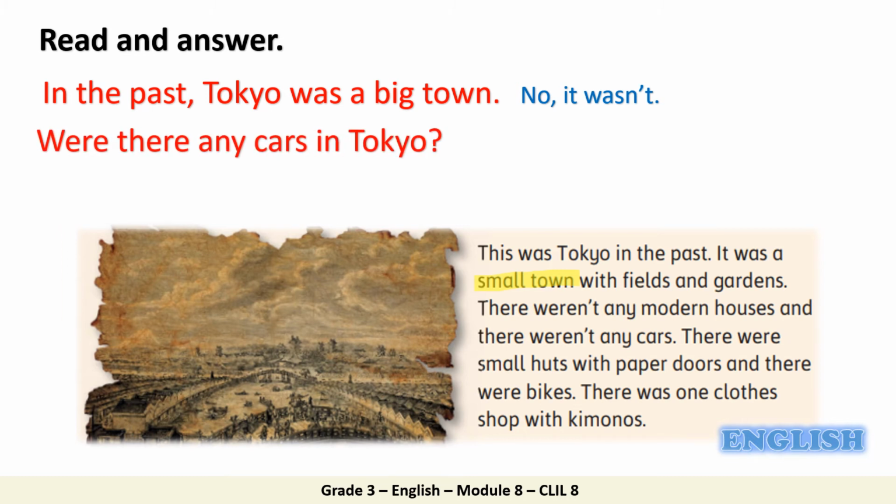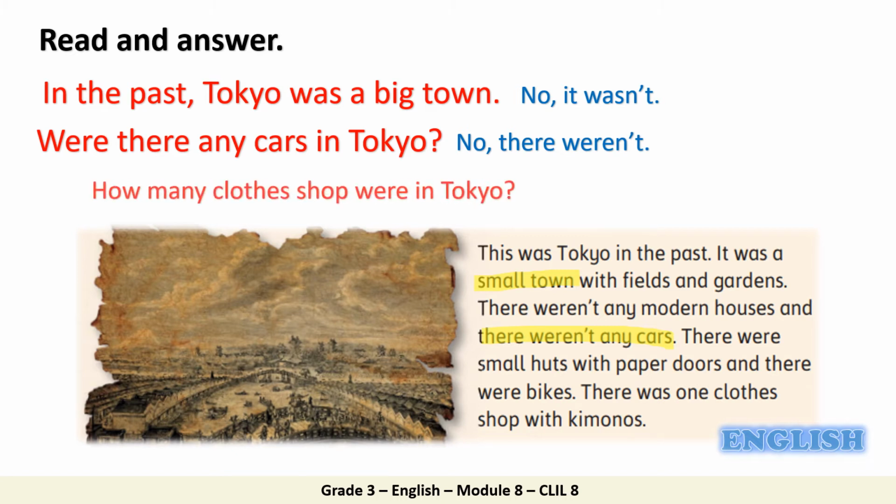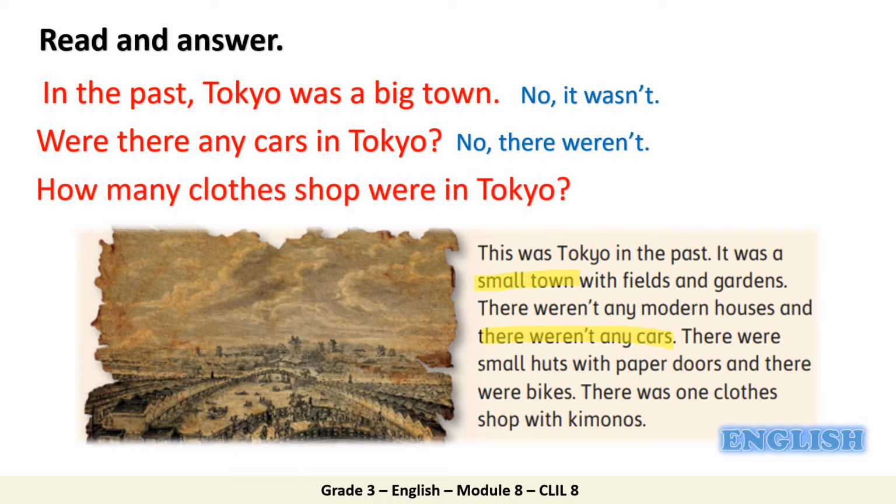Were there any cars in Tokyo? No, there weren't. Amazing. And let's do one more. How many clothes shops were in Tokyo? Great. There was one clothes shop.